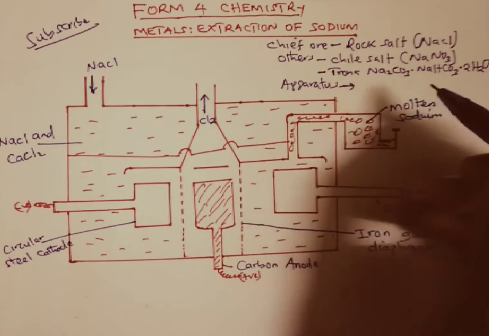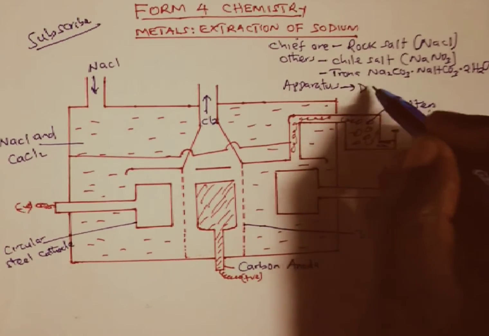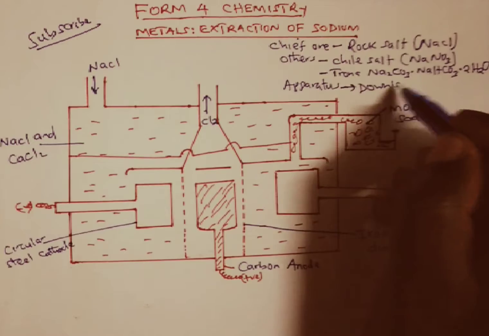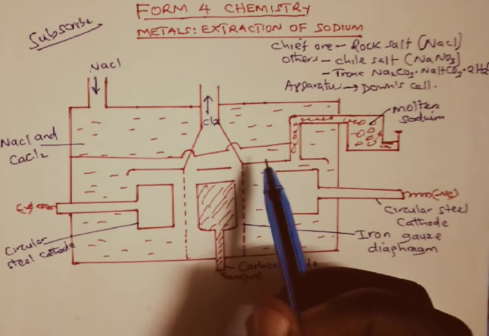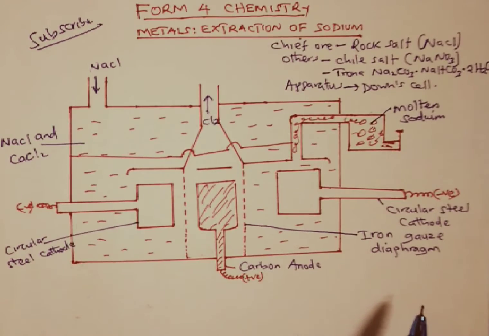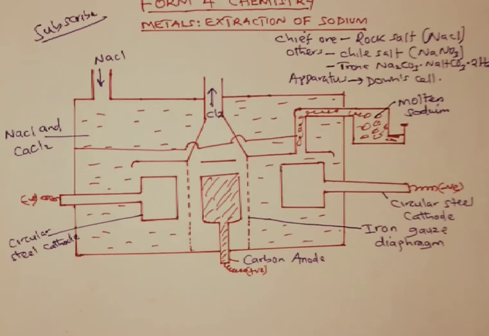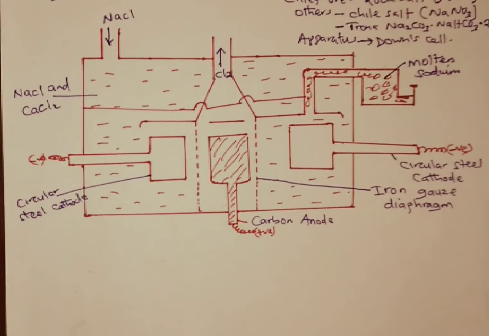The apparatus we use to extract sodium metal is known as the Downs cell, and as you can see, we have the diagram showing the Downs cell. So let us move down and look at the features of the Downs cell.